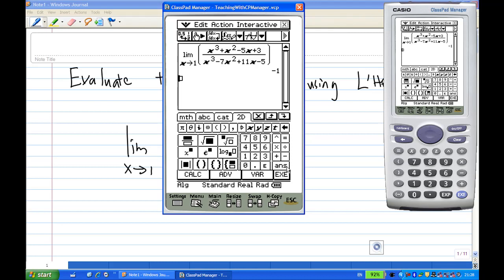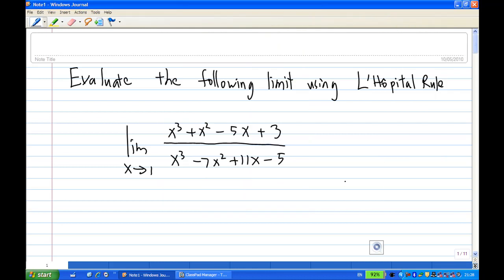So now I just execute and find the answer. It says the answer is minus 1. Alright, so this is the end of the recording.